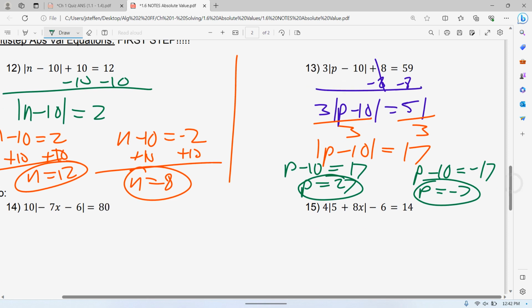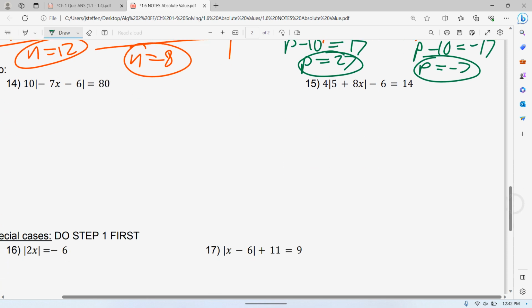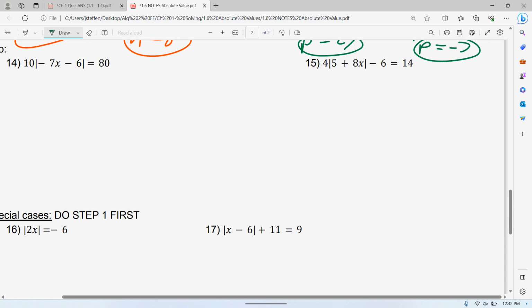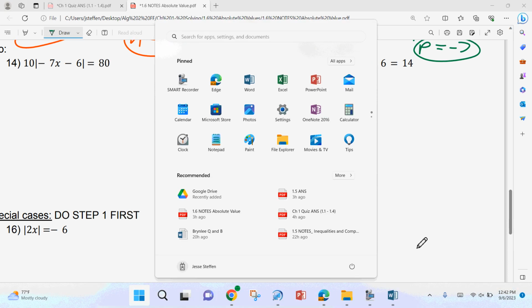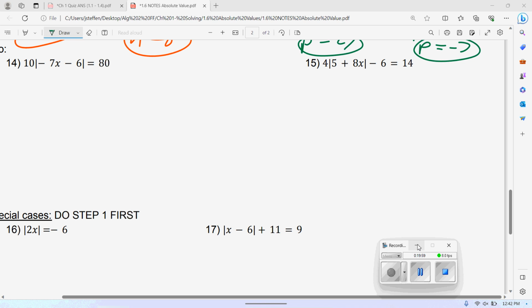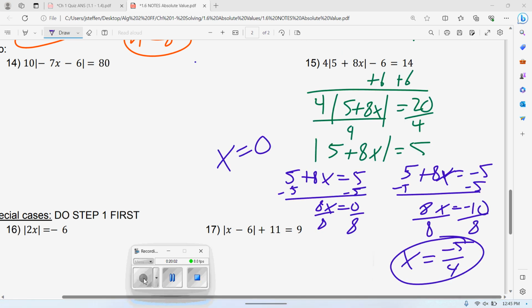All right, go ahead. If you haven't done number 15 yet, start on number 15. That's the one I'm going to show you guys. I'll give you a minute or two to get started on that, and then we'll go on to those special cases.